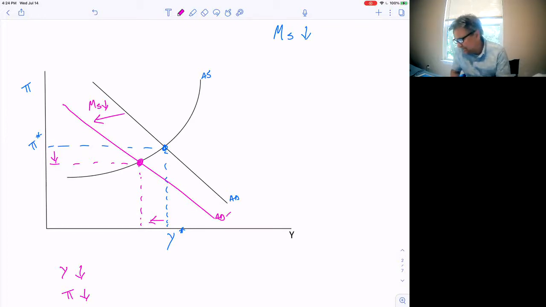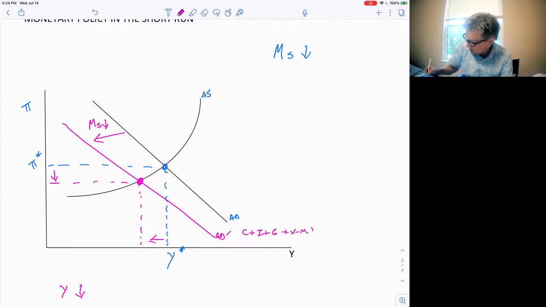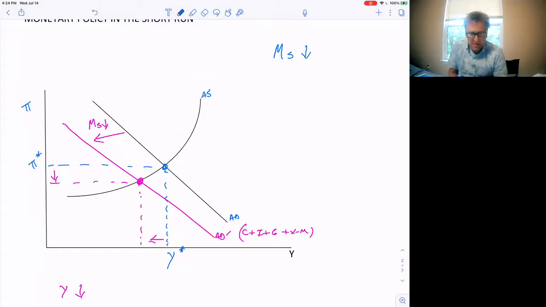How does it work? Well, we know it changes aggregate demand in the context of this model, but exactly how would a decrease in the money supply change aggregate demand? Aggregate demand is C plus I plus G plus exports minus imports. Exactly how does changing the money supply affect the C plus I plus G? Well, a drop in the money supply increases interest rates, nominal interest rates.